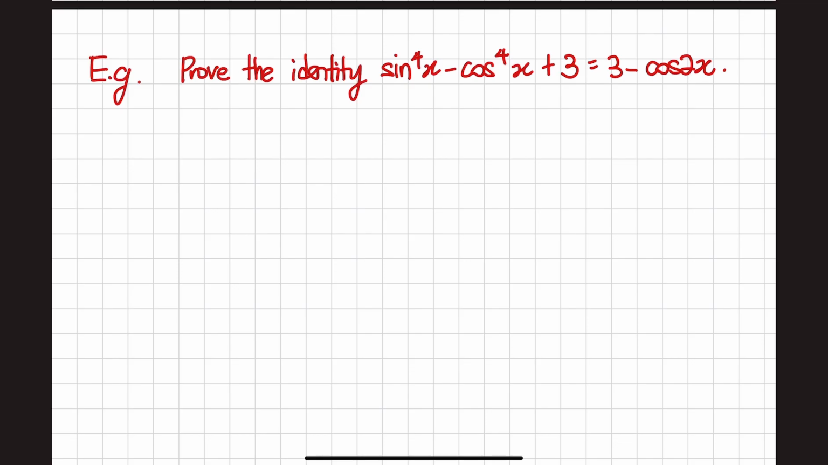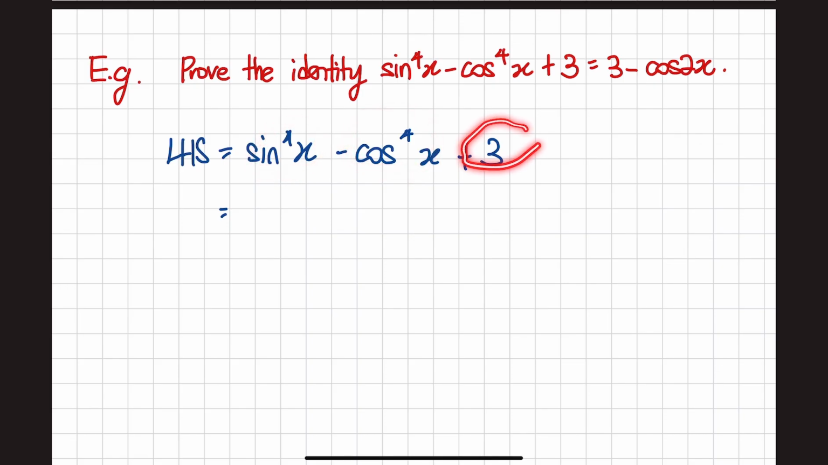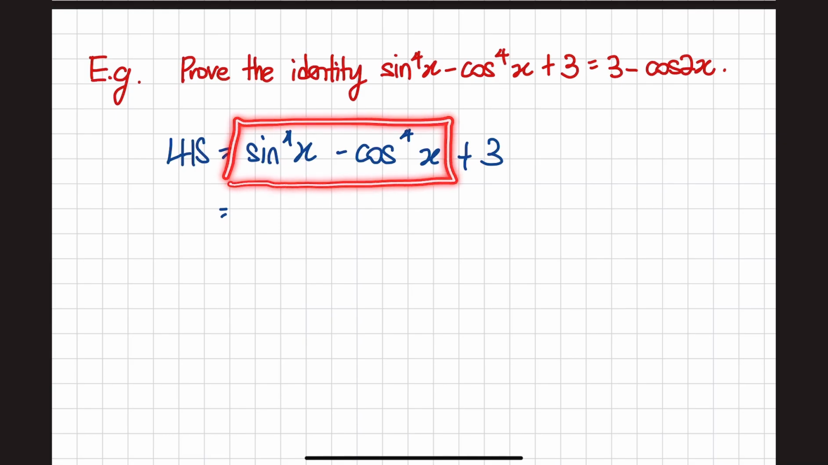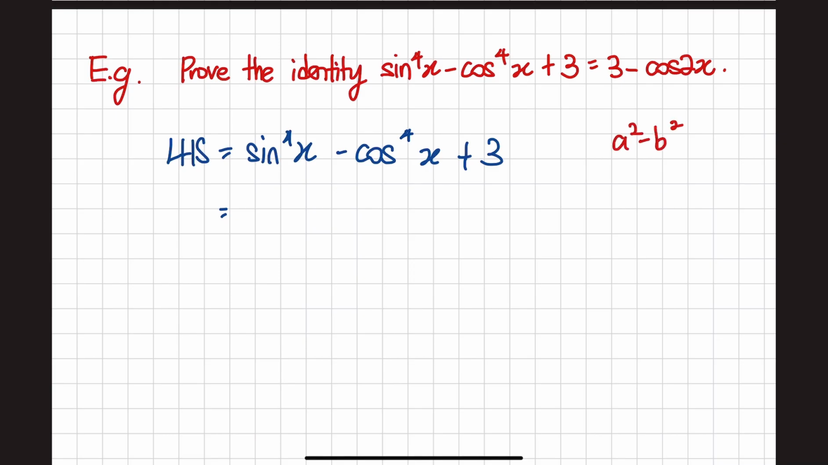So first I start with the left hand side. LHS equals sine power 4x minus cosine power 4x plus 3. From here, what can I do? I have something power 4 minus something power 4, and this 3 cannot do anything. If you think about what identities we have learned, there is no identity in the formula sheet that you can apply here. But what you can do is recall what you learned in lower secondary, an identity which is useful: a square minus b square. This is something similar to that.